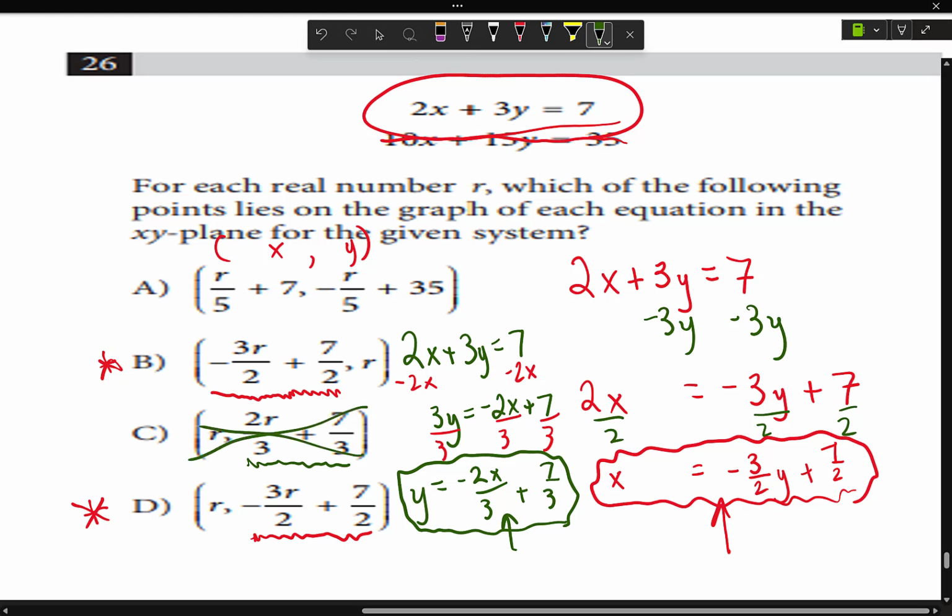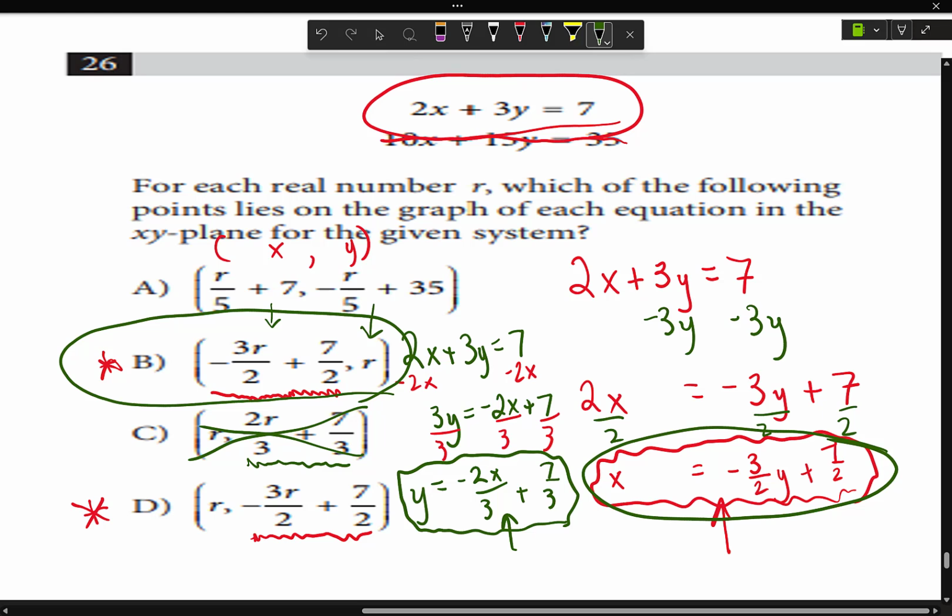And really what we're after here is answer choice B, because this is the x coordinate, as we just said, and answer choice B has that equation in the x coordinate slot of the ordered pair. So this will have to be B, and basically what this is saying is y would be the r coordinate. And if you look here, y is definitely the same thing as the r coordinate in the equation.